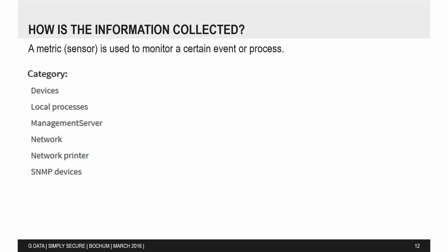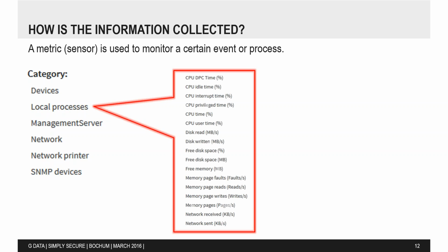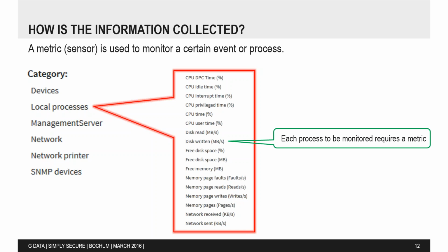These metrics, you'll find them in different categories. There are categories for devices, local processes, the management server. The management server is the GData management server, network printers, and SNMP devices. And within these categories, you'll find a whole lot of things that you can select and configure metrics for. For example, in local processes, you'll find a whole list of processes that you can monitor. And each process that you monitor requires a metric.